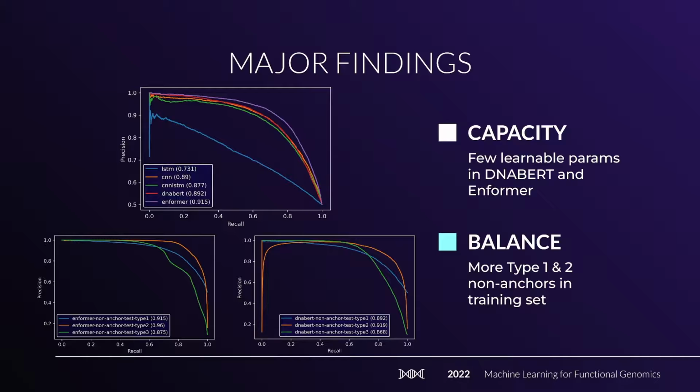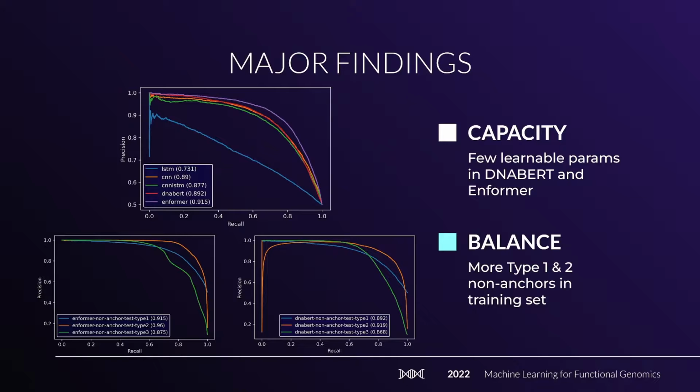The first deals with capacity. The original DNABERT and Enformer models were quite large. However, in our case, we freeze many of the DNABERT layers, and our Enformer is smaller by design. So it's possible that both of our models aren't large enough to capture expressive representations of DNA sequences to be able to distinguish true anchors from arbitrary regions of DNA.